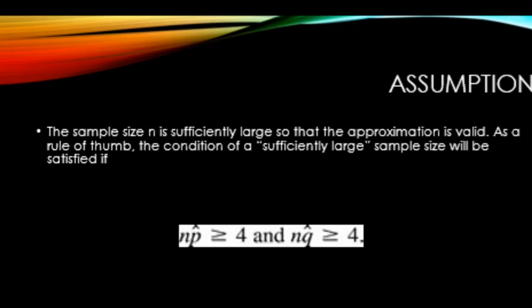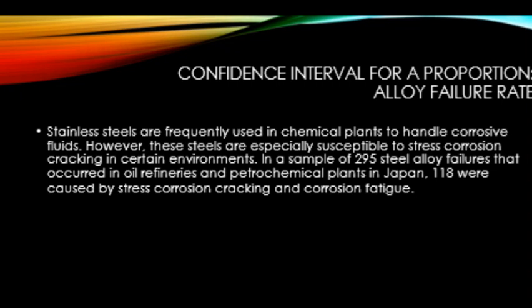The assumption here is that the sample size is sufficiently large. So the way we can test this is by finding n times p hat and n times q hat. And if both numbers are greater than or equal to 4, then we have a large enough sample. So p hat here again is sample proportion, and 1 minus p hat is q hat. n is the sample size. Here's an example using this information.